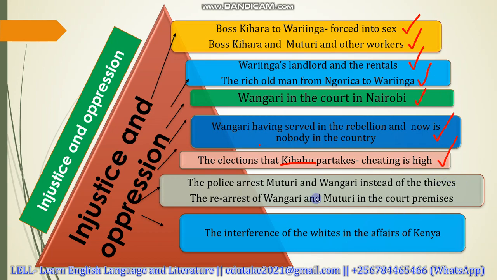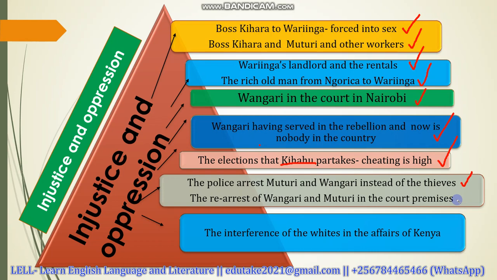Yes, we shall proceed and look at the other case of injustice, the rearrest of Wangari and then Muturi in the court premises. We know that later on, after Wangari has been arrested in the cave with Muturi, they are taken away. But two years later, we see Wangari again. This is the time when she's preparing to visit Katuria's home with her lover. But this is the very time when Wangari and Muturi are presented in the courts of law.